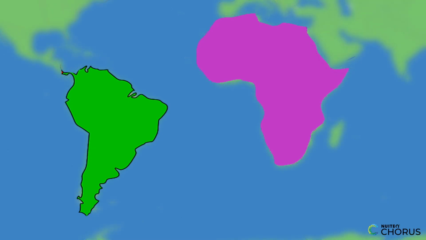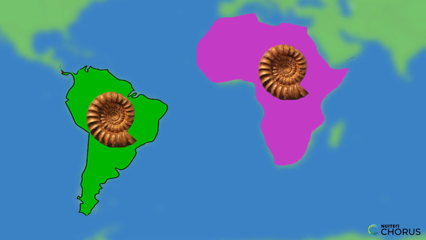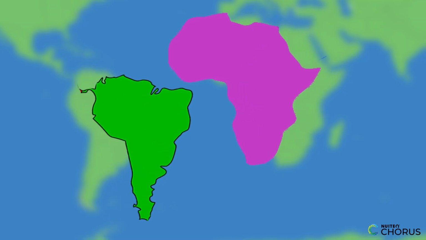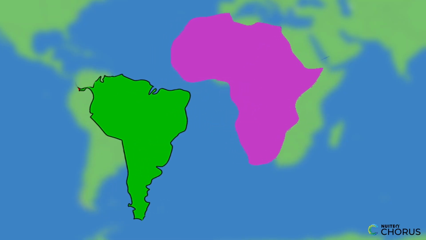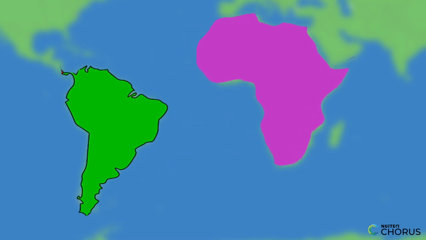For example, if you look at the puzzle pieces that make up the continents of Africa and South America, you'll notice that they look very similar. They have the same types of rocks and fossils, even though the continents are located on opposite sides of the ocean. This is because millions of years ago, these continents were part of the same puzzle piece, but over time, the puzzle piece broke apart and the continents moved to different locations.